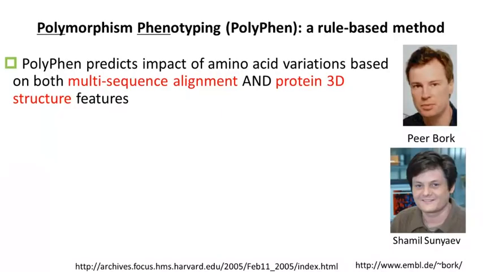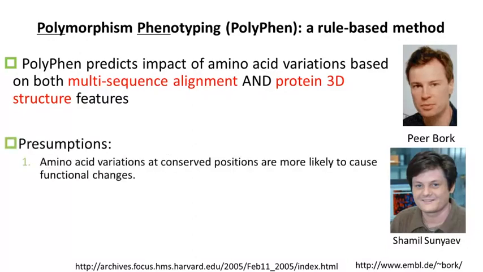Now let's move on to briefly discuss a good example of a rule-based method named PolyPhen, or polymorphism phenotyping. It was first published in 2001 by Pierre Bourg, Shamil Sunyaev, and colleagues. PolyPhen predicts functional effects of amino acid variations based on both multi-sequence alignment and protein structure features. It is based on 3 presumptions.